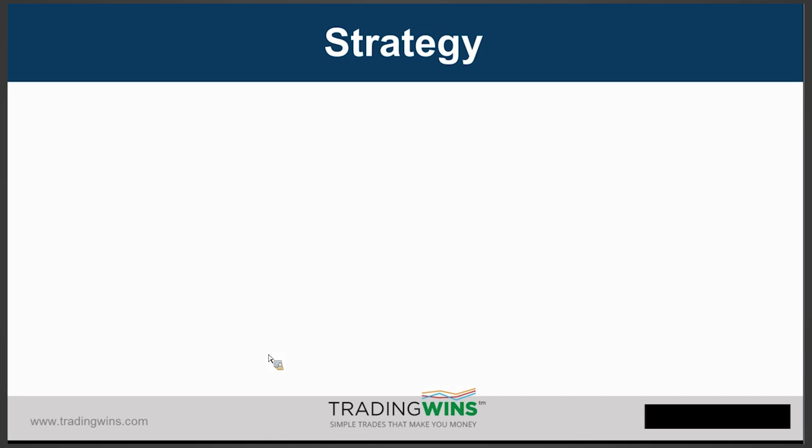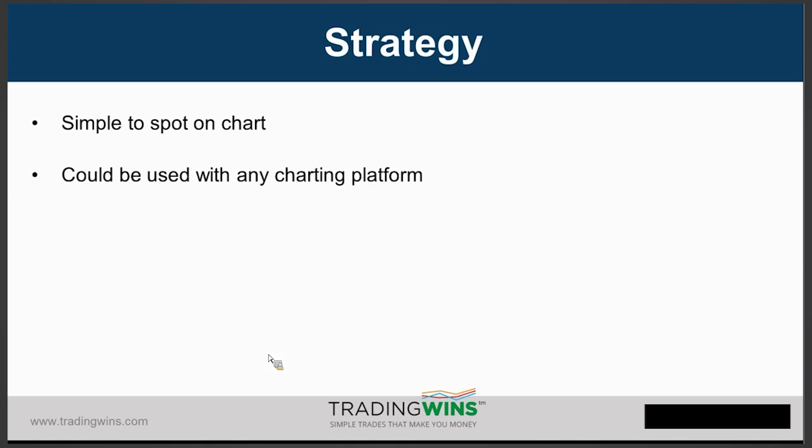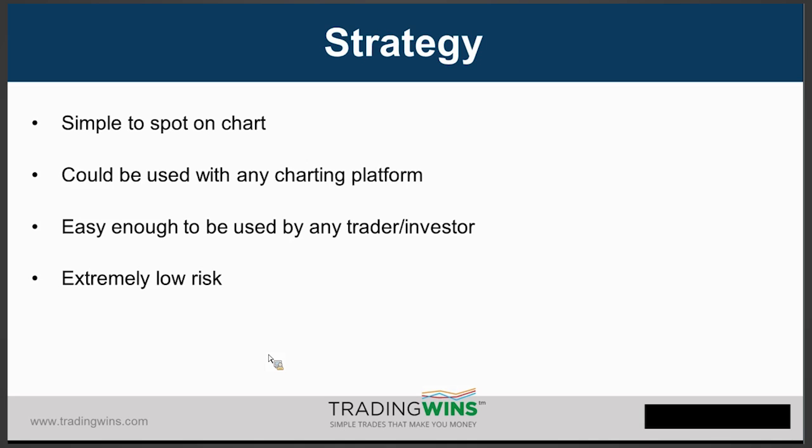Okay, when we sat down to develop this strategy, there were 5 main things we were looking for, or we thought we couldn't live without. Number 1, it had to be very simple and quick to spot on a chart, which we've accomplished. Number 2, it could be used with any platform. It had to be easy enough for just about anyone to use. And more importantly, it had to have extremely low risk. And when I show you the setup, you'll understand just how low the risk is with this strategy. And most importantly, it had to be consistently profitable. And again, it has been for many years.